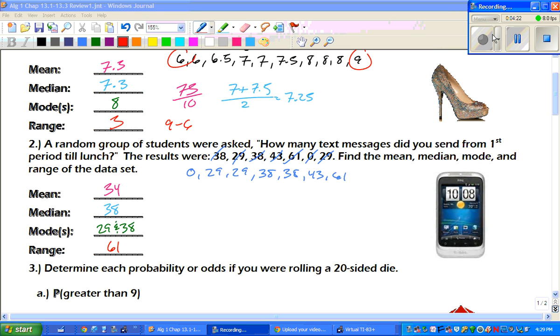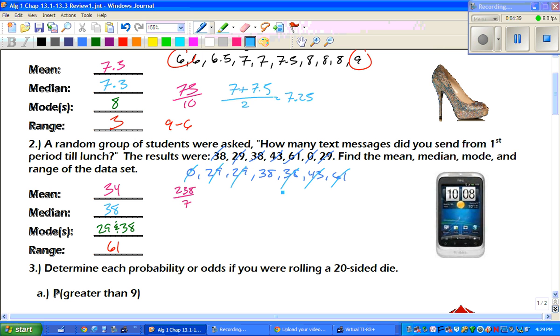Okay, and there are all of the answers. Now, when you're finding the mean, the average, you add up all of those numbers, and you should have gotten 238. 238 divided by 7 is 34. When you're finding the median, you cross off 1, cross off 1, cross off 1, cross off 1. And then you get 38 all by itself. Now the mode, the number you see the most, well, there are two numbers I see the most, okay? It's okay to have two modes. And then the range is you take the biggest minus the smallest, and that's how we got 61. Okay?